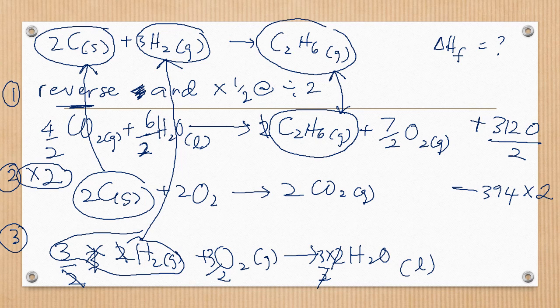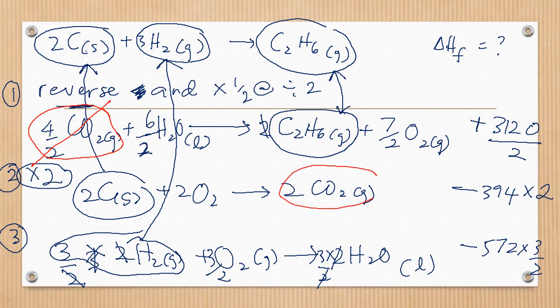Now is the fun part. Before that, negative 572 multiplied by 3 over 2. Okay, I'm going to switch the color now and we're going to do the elimination. First, we look at 2 CO2 on the left. We must find it on the right. It's the same number of moles, so we already cross out CO2.